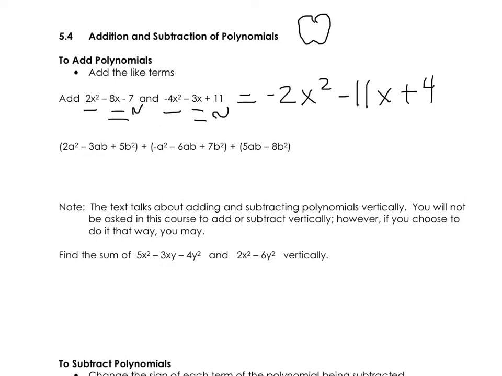So if you have an apple, that's x squared. If you have an x, that's a banana. So our first like terms are both apples. You have 2 of them minus 4 of them. You have minus 2 apples. Notice that when you add apples and apples, you get apples.